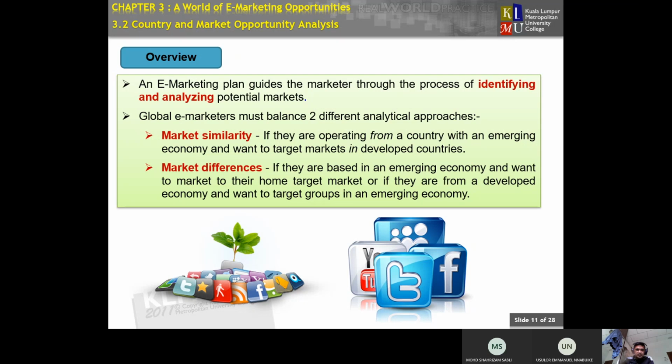Okay, now we go to the second topic, country and market opportunity analysis. An e-marketing plan guides the marketers through the process of identifying and analyzing potential markets. When you want to search for market opportunity in other countries, you must identify and analyze potential markets inside that particular country. The types of potential market you need to find are market similarity and market differences.